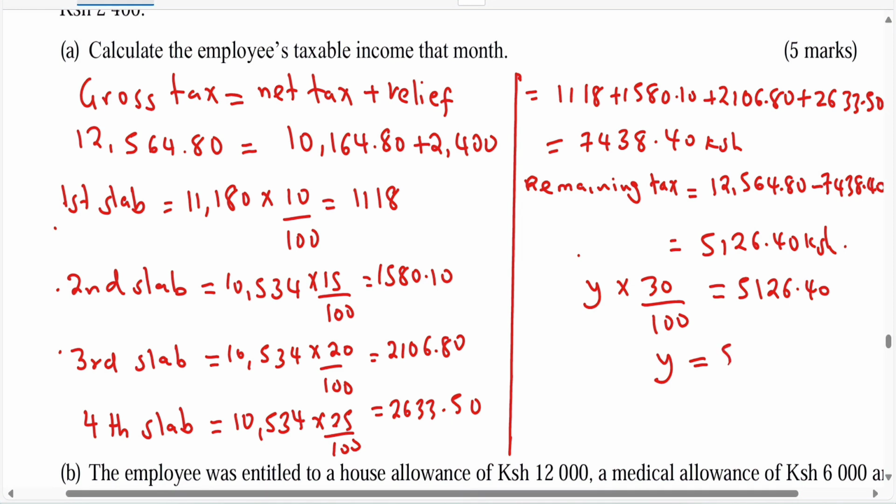Sawa. So if you want to get y, okay, basically you just multiply by the reciprocal of 30 over 100. So you just take 5126.4 multiply by 100 over 30, na y itakuwa ngapi? Okay, so the answer times 100 divided by 30, which should give me 17,088 precisely. So 17,088 hii iko kwa fifth slab. So, and it's not your taxable income at that period. It's just the taxable income ambayo kwenye fifth slab.